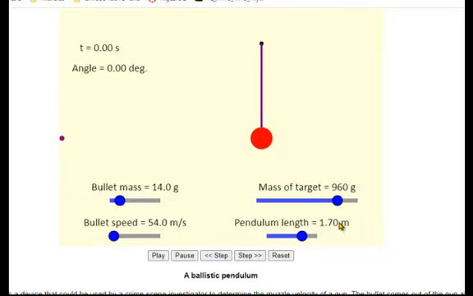In any case, bullet mass here is 14 grams, the mass of the pendulum 960 grams, the pendulum length 1.7 meters, and yes, the bullet speed is given here. Again, in the actual experiment we don't have that: 54 meters per second. And then all we really have to measure once it's going is the angle, and you will see that it's going to be a little bit tricky. So here we go, play, and notice that the angle just goes forth and back. It's going to go forth and back here indefinitely, so there's no air resistance.